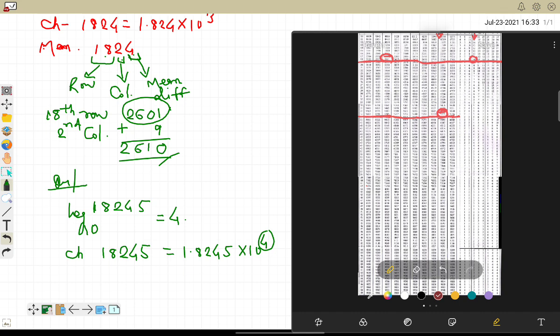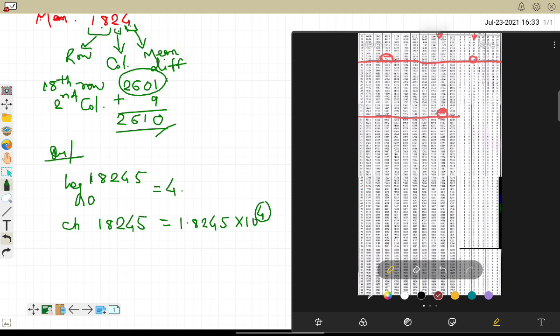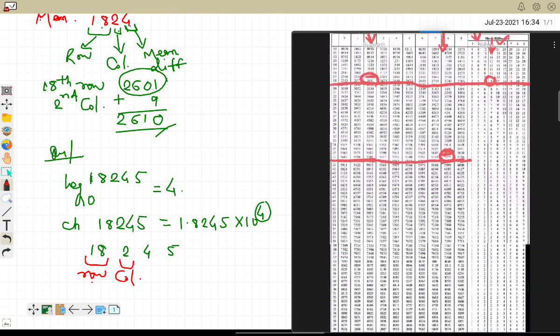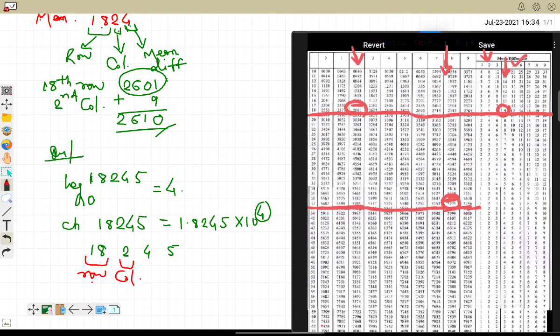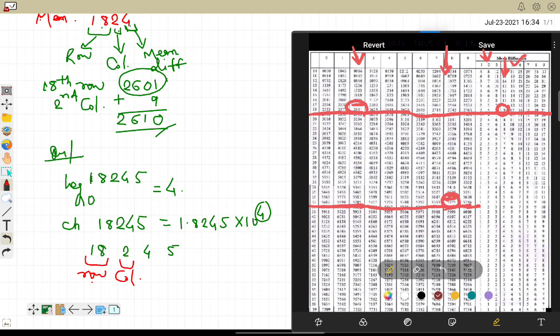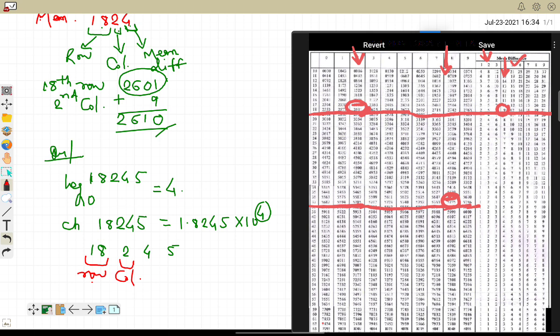So how can we find the mantissa? First write 1, 8, 2 here, 4 here and 5 here. This is very easy this time: 18th row, second column. So first find the value of the 18th row and second column. You can check, I will zoom this complete figure. Okay, so 18th row and second column. What is the value? 2601. You can check here, 2601.